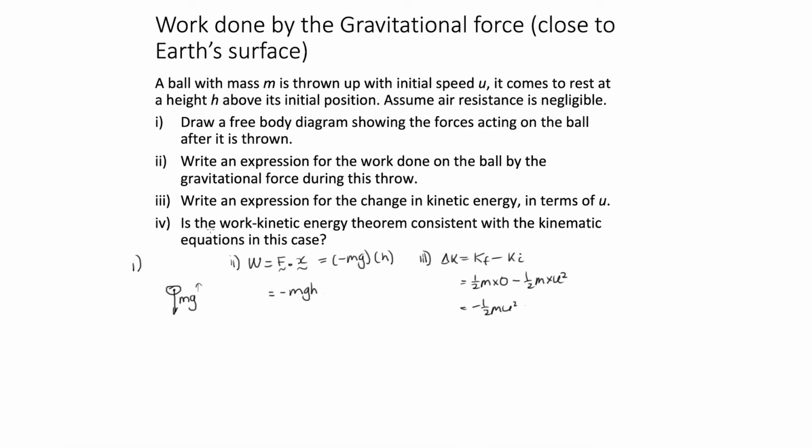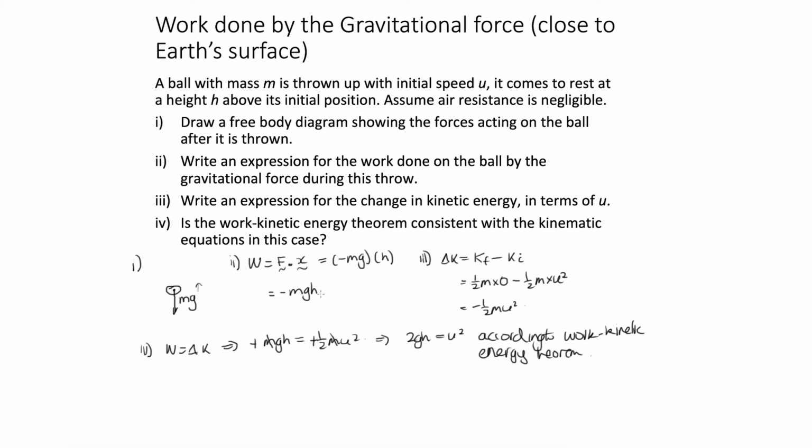Now, part 4 says, is the work kinetic energy theorem consistent with the kinematic equations in this case? Okay, so the work kinetic energy theorem tells us that the work done is equal to the change in kinetic energy. We should apply for this case that minus mgh is equal to minus 1/2 m u squared, and so we can cancel the m's, cancel the negative signs, and let's multiply both sides by 2. So we've got 2gh is equal to u squared, according to the work kinetic energy theorem.